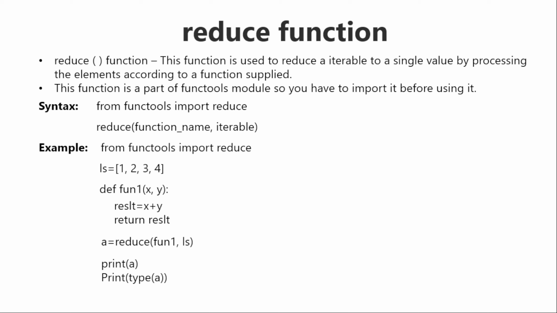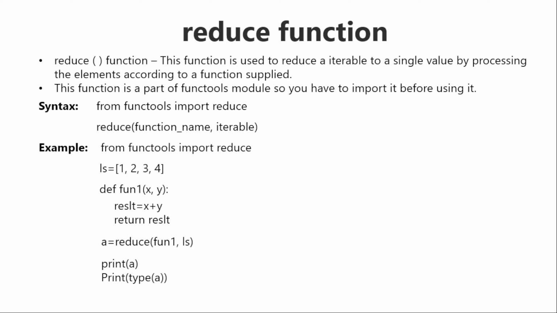So ls is equal to 1, 2, 3, 4, which is the iterable. We need to reduce it to a single value with the help of the reduce function. The function I have defined is func1 with x comma y, where result is equal to x plus y, and I am returning result. So result will be the final reduced value of the iterable. Then a is equal to reduce(func1, ls). Here func1 is the function and ls is the iterable on which we need to perform the func1 operation. So that's the complete description of the syntax.